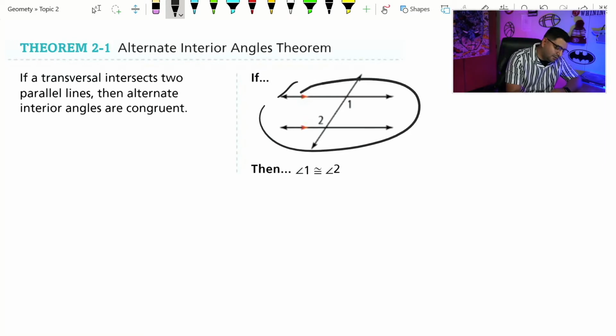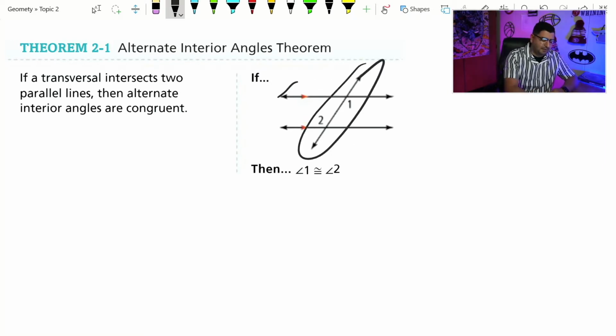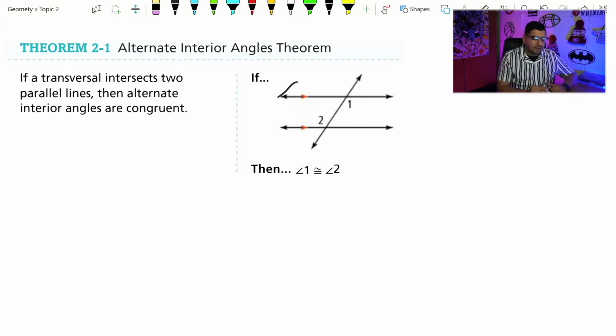Whenever we have two parallel lines that are cut by a transversal, which is that line, there are some theorems that talk about these interior angles, which are these that are on the inside of those two parallel lines. Any angle that's inside those two parallel lines is what we call interior, and angles that are on the outside are our exterior angles. So today we're going to focus on the ones on the inside. And the first theorem we're going to look at is the Alternate Interior Angles Theorem.